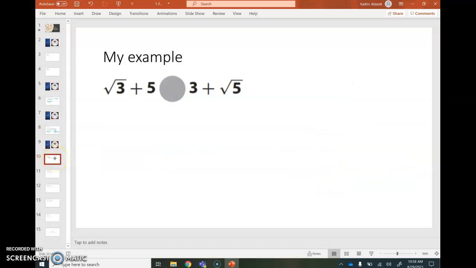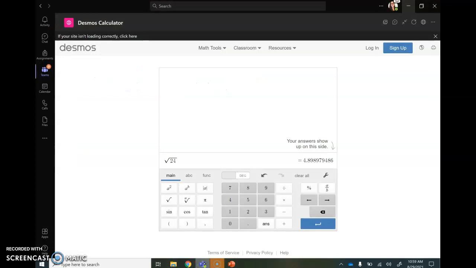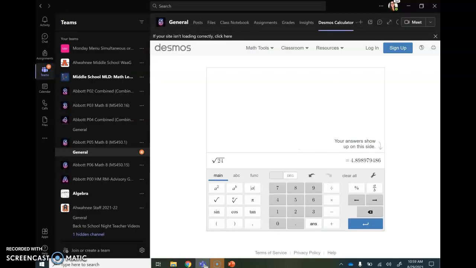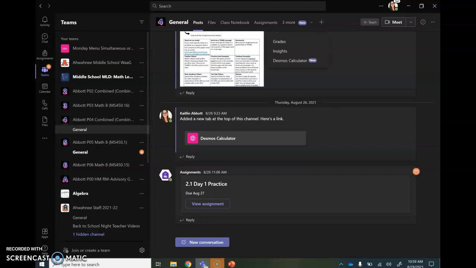Okay, here we go. So we have to make all of our numbers look like decimals or whole numbers because we don't know how big this is or this one. So we're going to plug these into the calculator. So I need the square root of 3. Use your Desmos calculator on Teams. It's a tab on your Teams page. Do you remember? I'll pick 4th period. Click More. And here's your Desmos calculator.